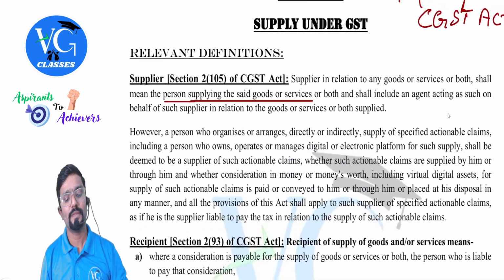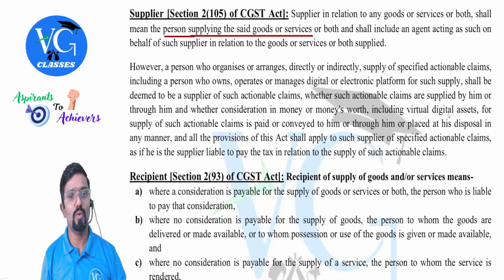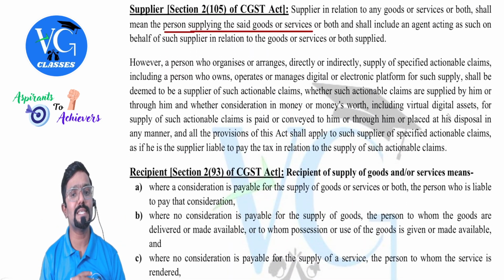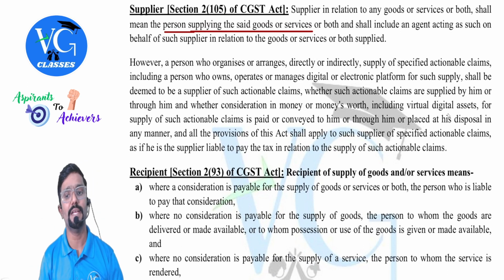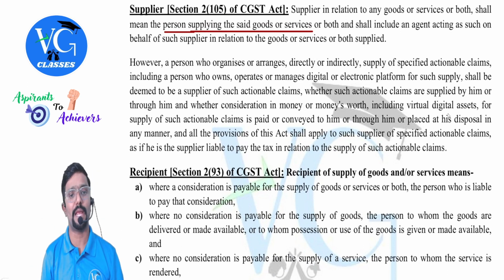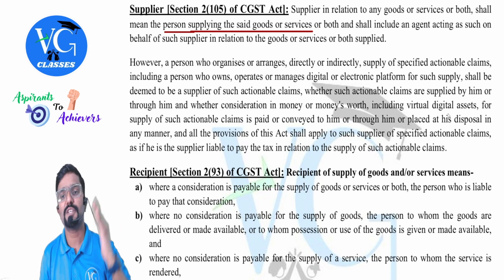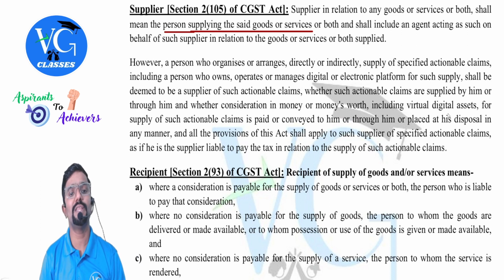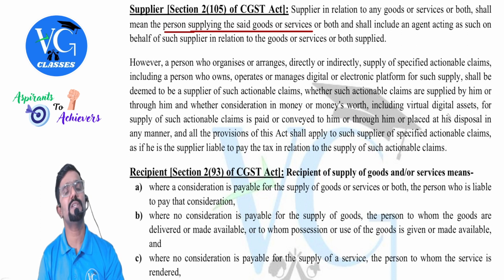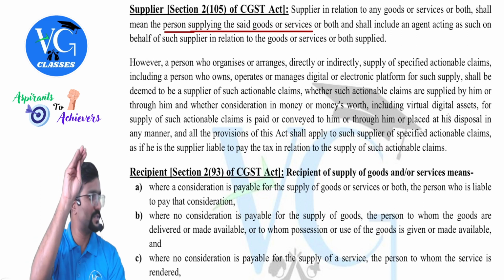Let me read it from the beginning again. However, a person who organizes or arranges directly or indirectly supply of specified actionable claim, including a person who owns, operates, or manages digital or electronic platform for such supply, shall be deemed to be the supplier of such actionable claims, whether such actionable claims are supplied by him or through him, and whether consideration is received in money or money's worth. See, because especially when you go to casinos and all, they give you coins.